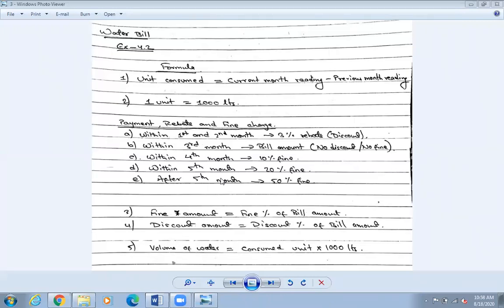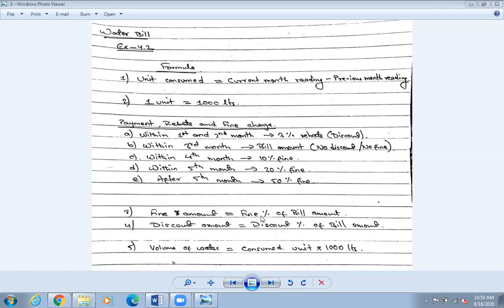You need to pay extra. Okay, so why to pay extra, isn't it? So let us pay the bill within 2 months so that you'll get the rebate. Okay, so next formula will be fine amount otherwise the discount amount, so there is some fine or discount, means rebate. Rebate amount, rebate means discount.